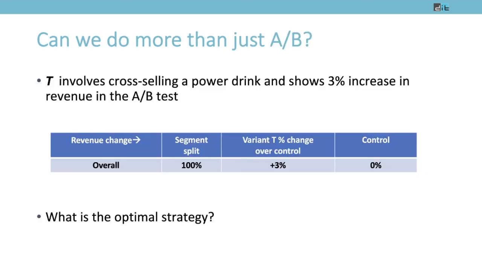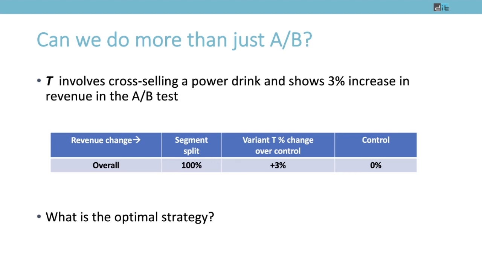Now, as we said, once we test the variant and we decide that something interesting is happening, we want to make a decision as to whether we want to move everybody to this new treatment. So here's one example with numbers where the treatment involves a cross-selling of a power drink that shows a 3% increase in revenue in the A/B test. So we checked versus the control, and then we showed everybody that came into our online service an ad for a power drink, and then we saw a 3% increase in revenue, right?